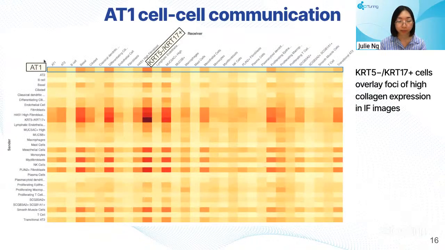So again, we see a lot of interaction between AT1 cells and this subtype of epithelial cells. And in the paper, the authors identified that this subtype of epithelial cells overlay some of the areas where there's a lot of fibrosis occurring, and they're able to verify this through IF imaging.